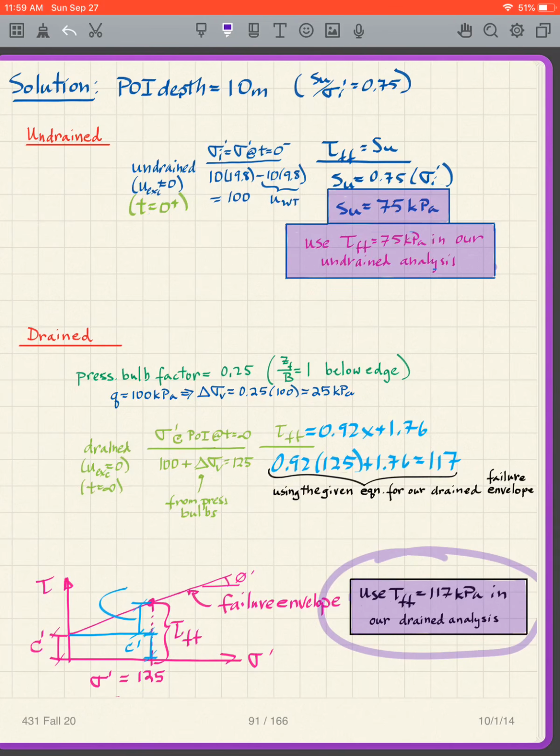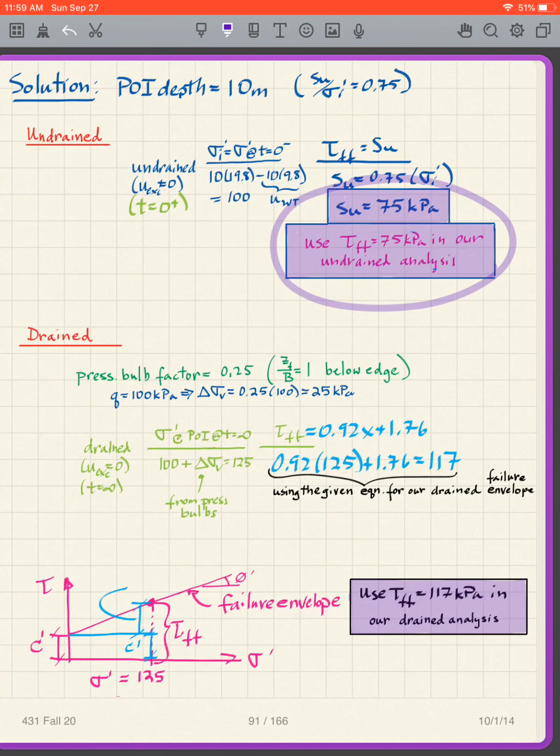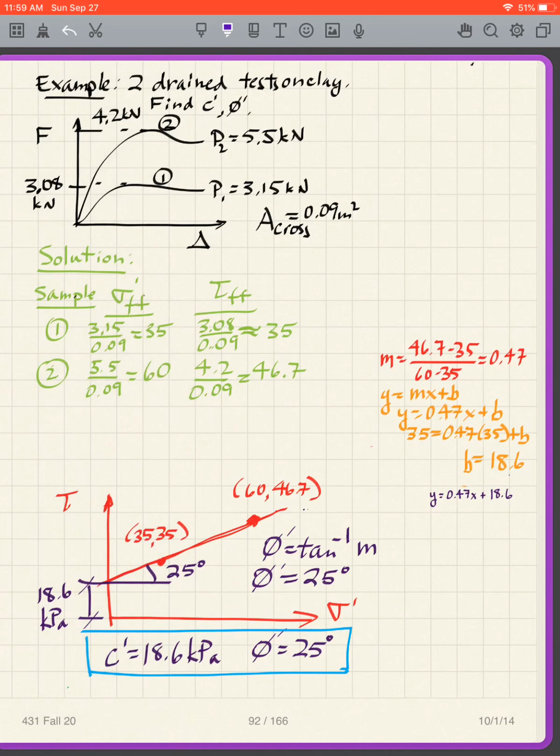So what does this say? I use tau ff equals 117 for our drained analysis, and I use tau ff equals 75 for our undrained analysis. We've got to do both analyses. So a lot of work just to get that tau ff, that strength, but that's what needs to be done.